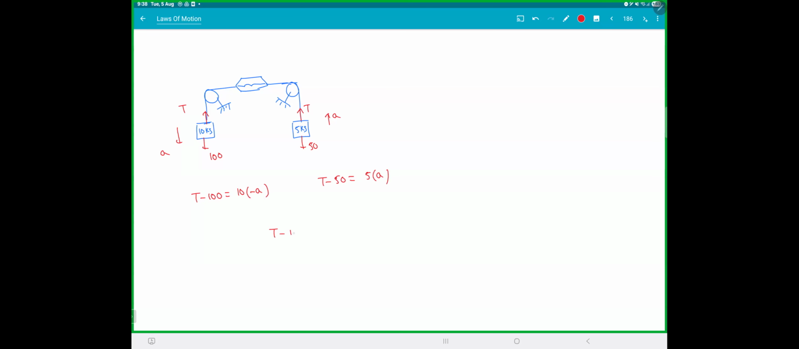Divide them. You will get (T minus 100) by (T minus 50) is equal to minus 10A by 5A. That's minus 2. T is equal to 200 by 3. This is the tension. So what is the reading? Tension by g. So this will show 20 by 3 kg, 6.66.